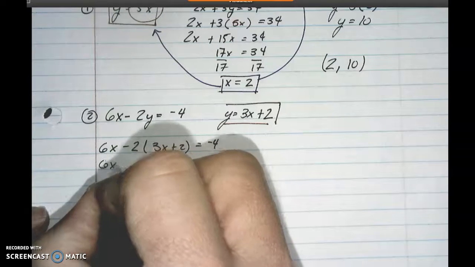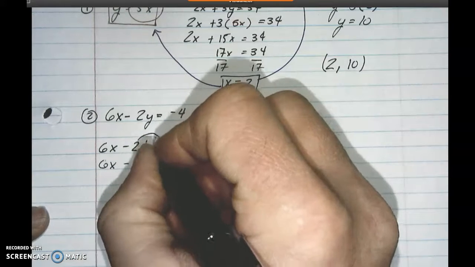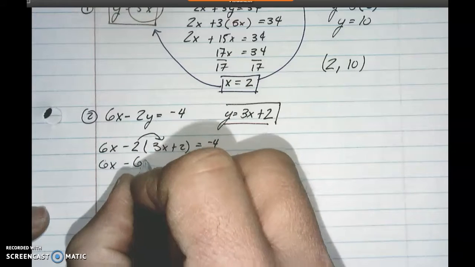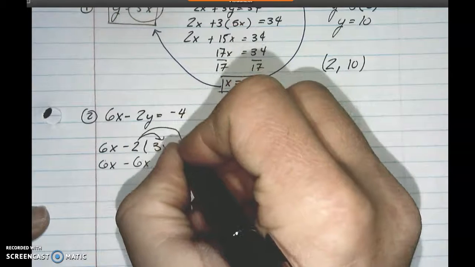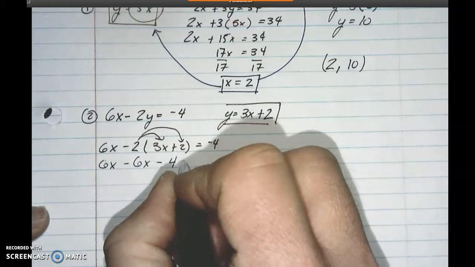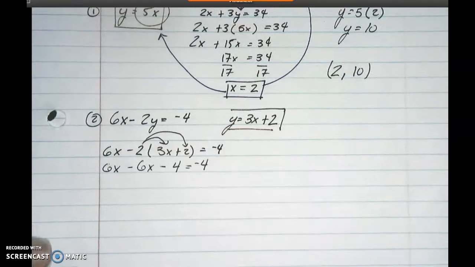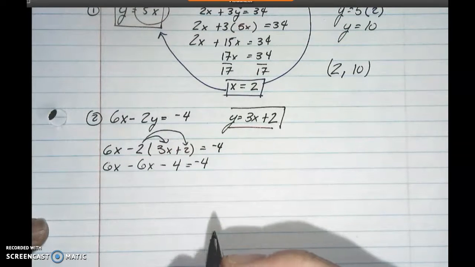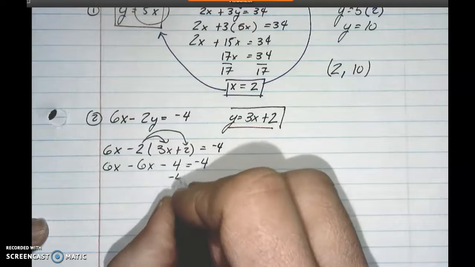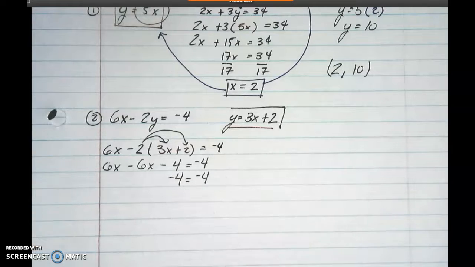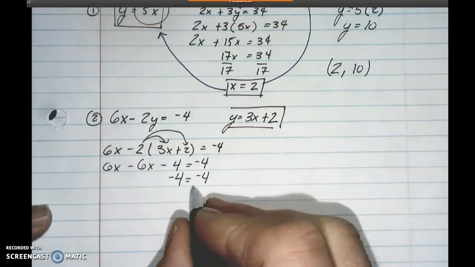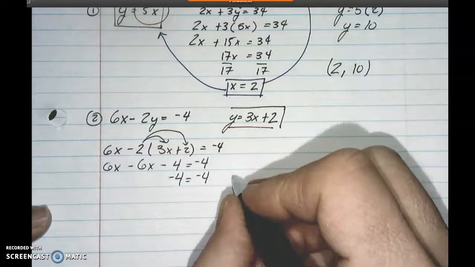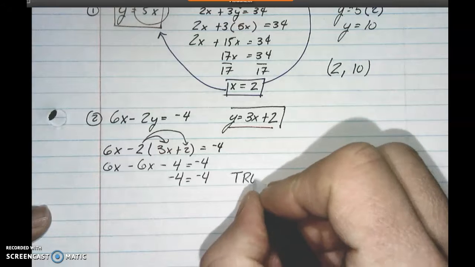So 6x minus, and then don't forget, I've got to distribute. So that's going to give me 6x, distribute again, minus 4 is equal to negative 4, okay? Well, what's 6x minus 6x? 0, okay? So I have negative 4 is equal to negative 4. Is that true? Yeah, negative 4 equals negative 4. So this is a true statement, okay?